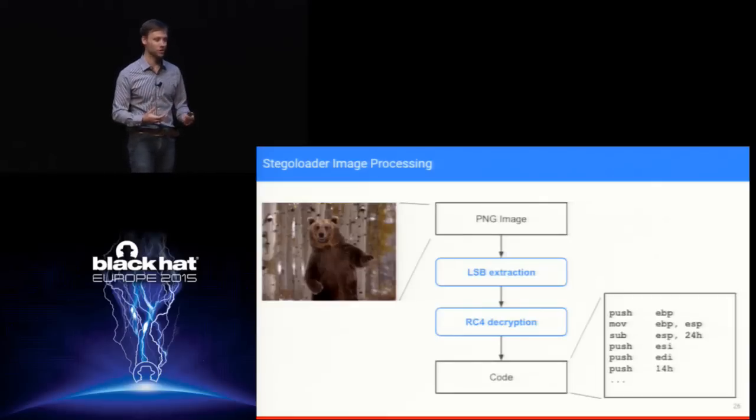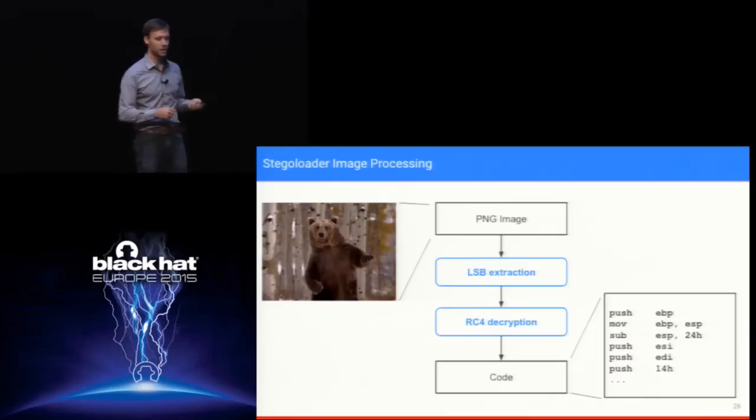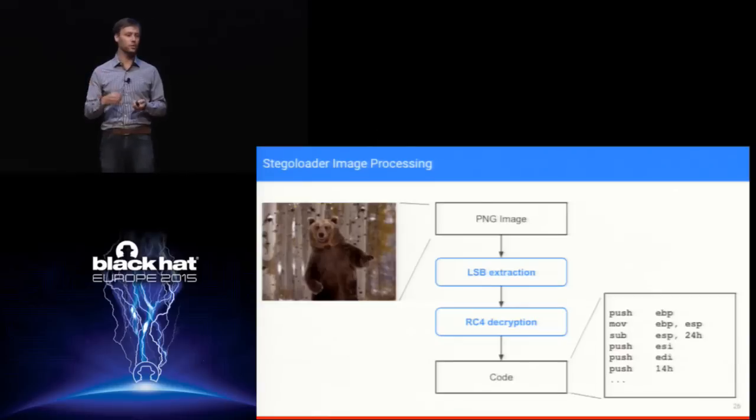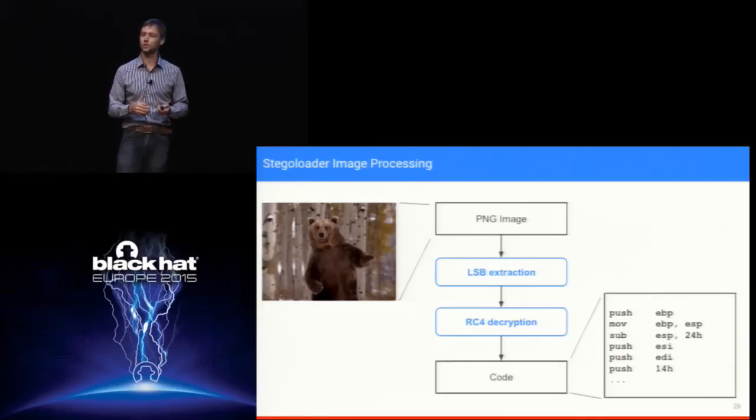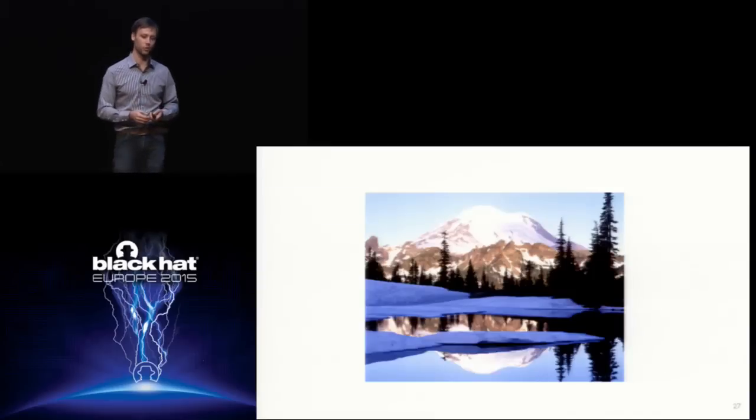Coming back to our bear image and the steganography. Stegoloader extracts least significant bit information from PNG images. We have our picture here at the bottom of this diagram, and the LSB extraction. Then the code is decrypted using RC4. There is also some validation done with a CRC32 at the beginning of the encrypted block of data. And then we end up with code that is going to be executed directly from memory.